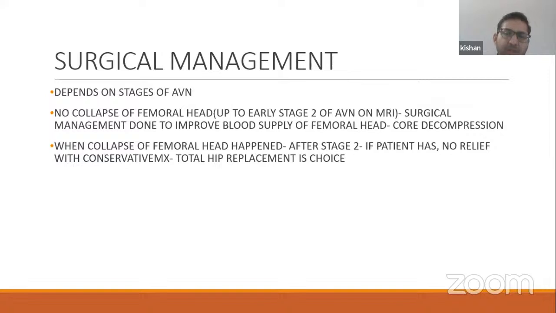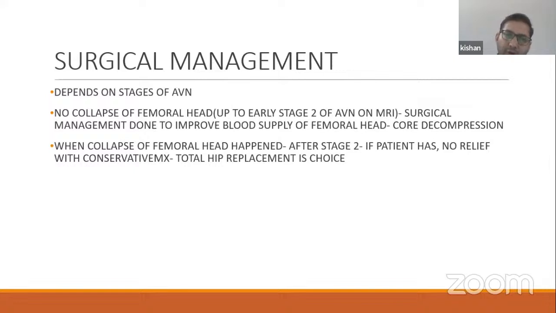Surgical management: if the patient does not have relief with medical management, then we can think about surgical management. It also depends on the stage of the AVN. In the stage when no collapse of the femoral head has happened, up to early stage 2, meaning stage 2A of AVN on MRI, surgery is done to improve the blood supply of the femoral head. That is the joint preservation surgery, known as core decompression of the femoral head.